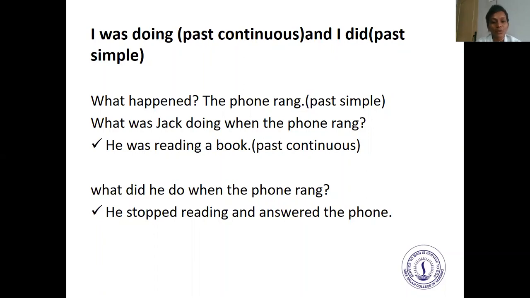What did he do when the phone rang? He stopped reading and answered the phone. So this is simple past. See, this one, ring, is an irregular verb, and the past form of it is rang. And stop is the regular verb and the past form is stopped. Answer is the regular verb and the simple past form is answered.